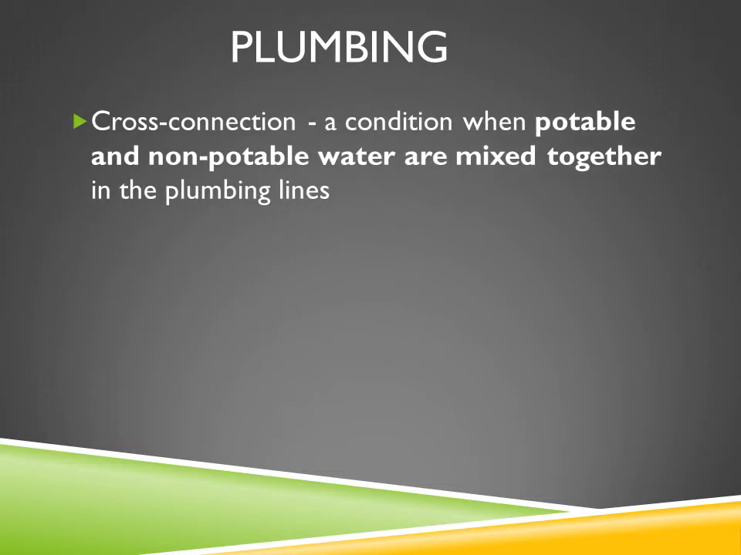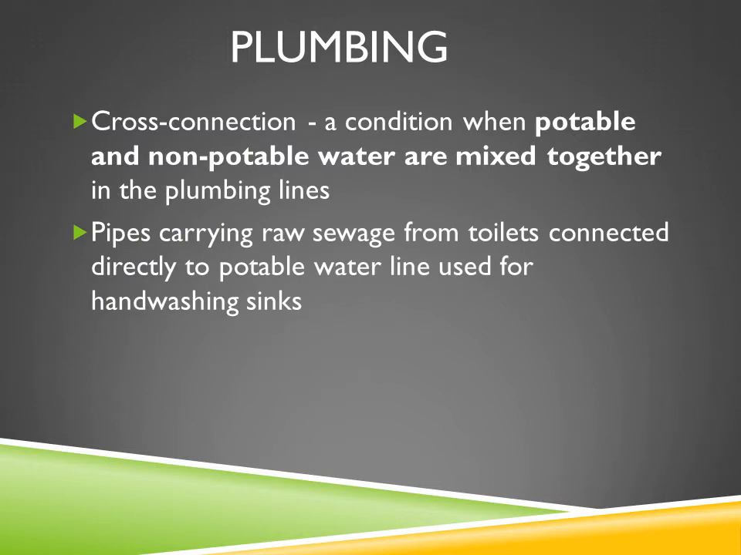Now, cross connection is different. That's where the potable and non-potable water lines are mixed together in the plumbing lines. So that's the dumb plumber project there, where you took two lines that go together, one maybe coming out of the toilet and one that's from the sink, and you put them together. So that's a condition where the potable and non-potable water lines are mixed together in the plumbing lines. That's called a cross connection. Pipes carrying raw sewage from toilets would be connected directly to potable water lines used for the hand washing sink. Sounds yucky, sounds stupid, but it must have happened, or we wouldn't have information about it in the books and on the tests.